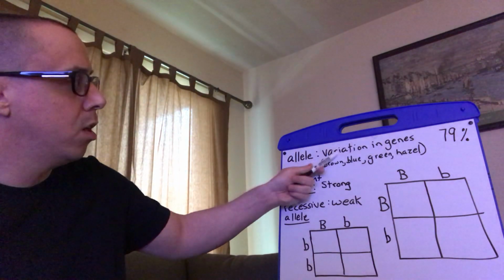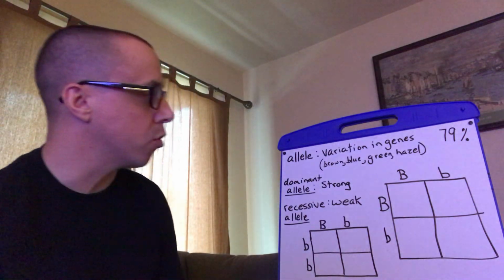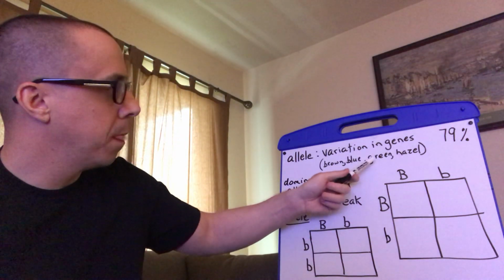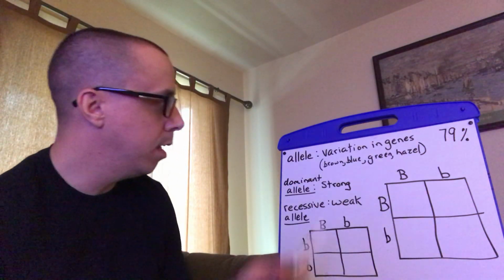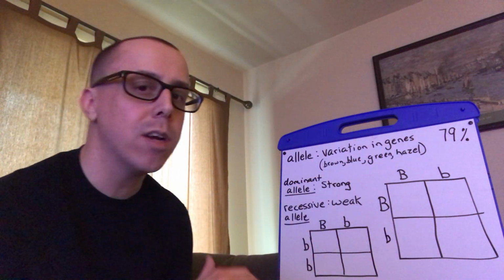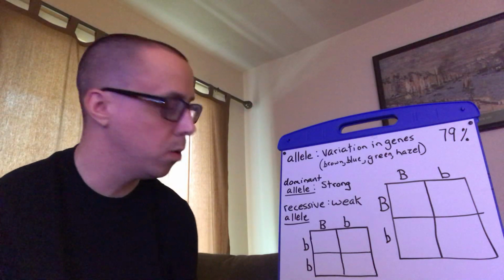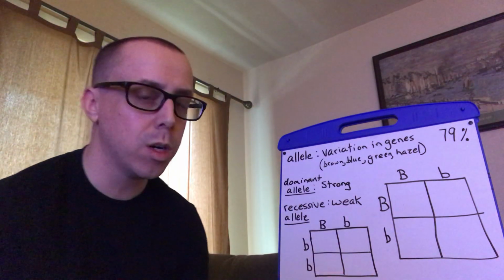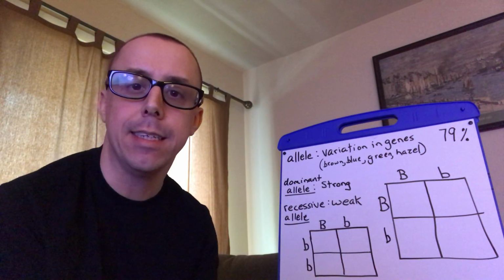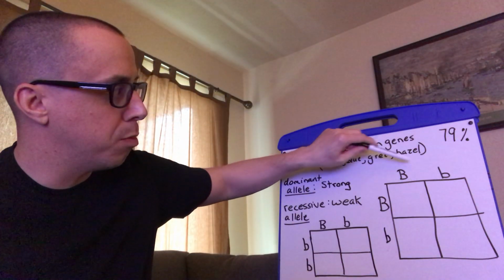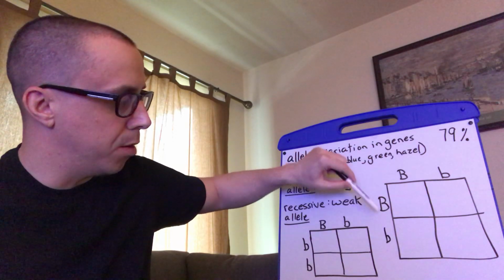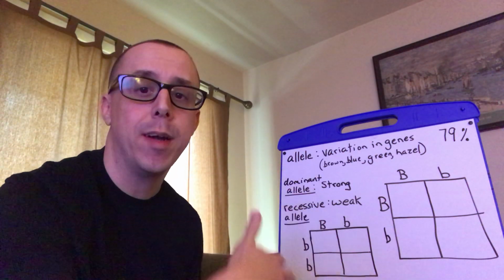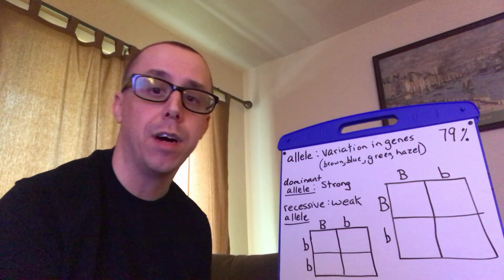Alleles are the variation in genes, for example, brown, blue, green, and hazel. Now, brown is the most dominant, okay? Blue, green, and hazel are all recessive genes. Let's begin here, where we're going to look and see. Up here would represent a mother, and over here would represent a father. Now, this could be reversed. It doesn't matter where you put the mother or where you put the father.